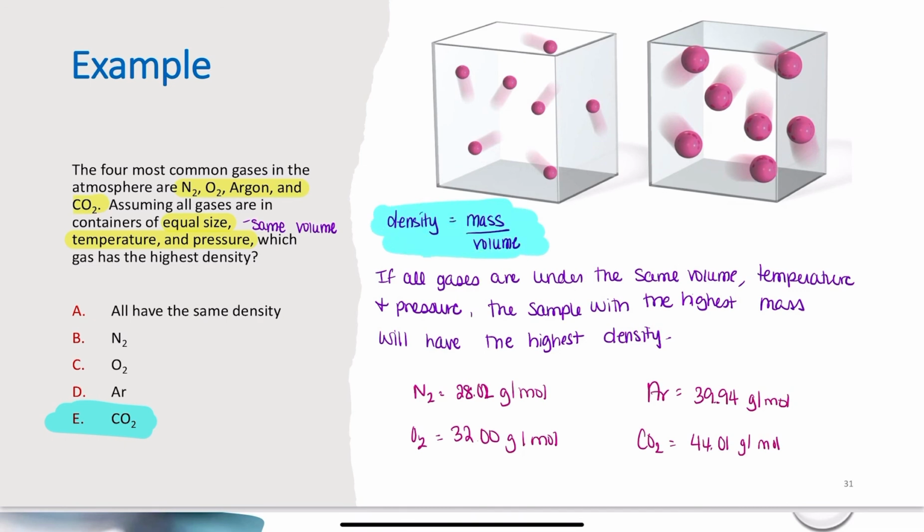They all have the same volume. They all have the same number of particles because they're under the same volume, same temperature, same pressure. But even though they have the same number of particles, a particle of CO2 weighs more than a particle of argon, a particle of O2, or a particle of nitrogen. So if I have the same number of moles of those, CO2 will lead to the highest density.